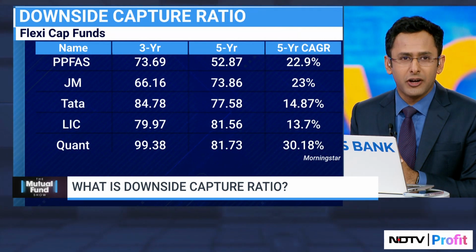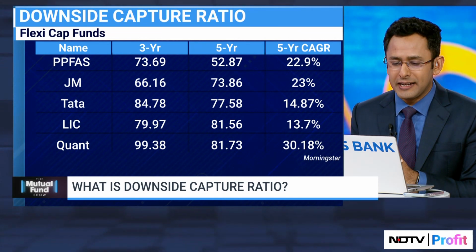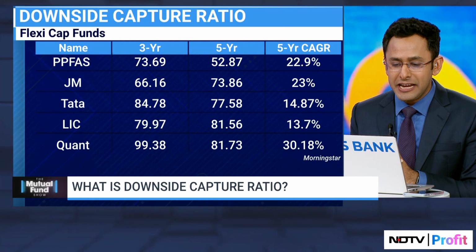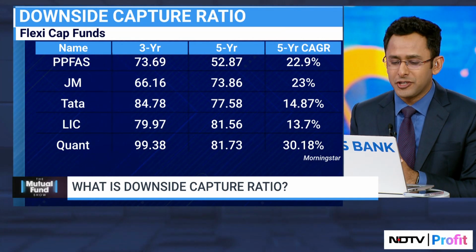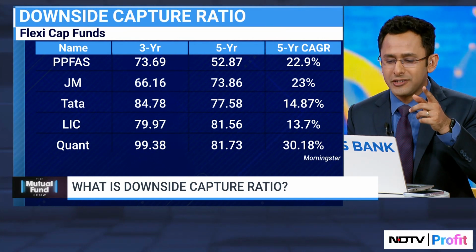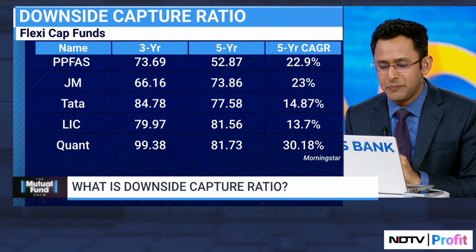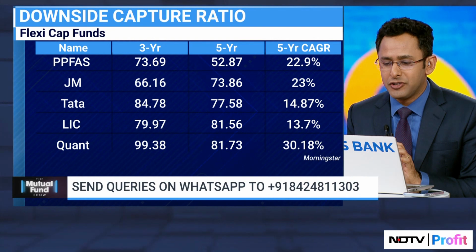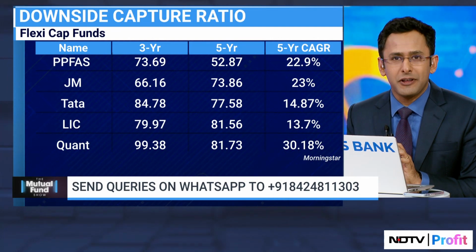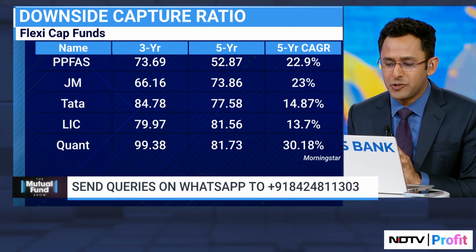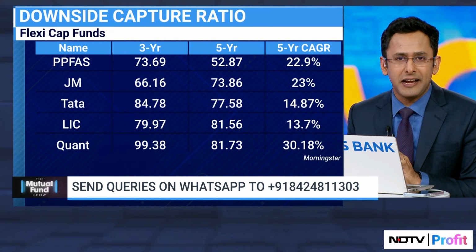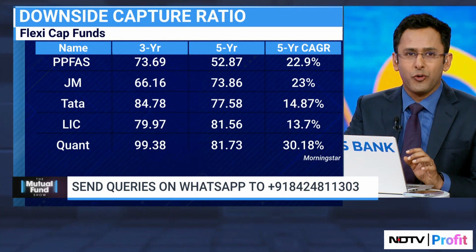and that is Parag Parikh Flexi Cap Fund. It has a down capture ratio of 52.87, and in fact the 10-year down capture is as much as 46.43. That's not on the screen, but it has achieved a 5-year CAGR of close to 23%. The category average is 16.67%, and the benchmark has grown 17.9% on a compounded annual basis over that period.